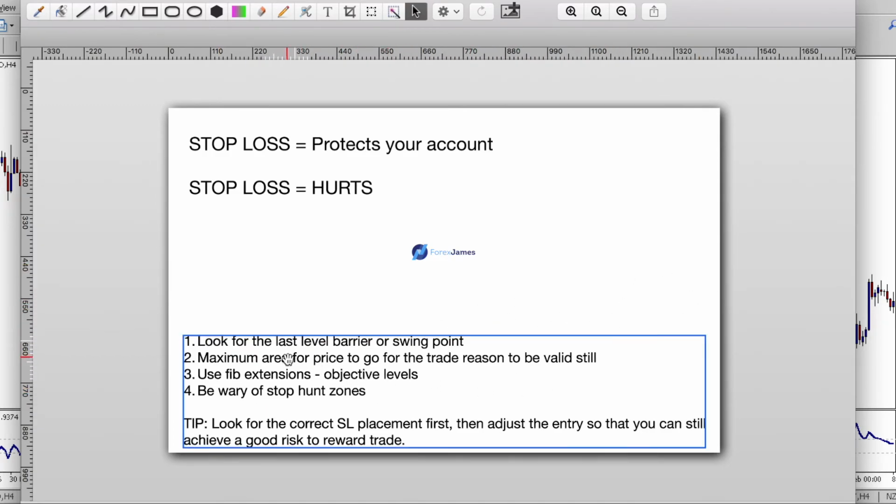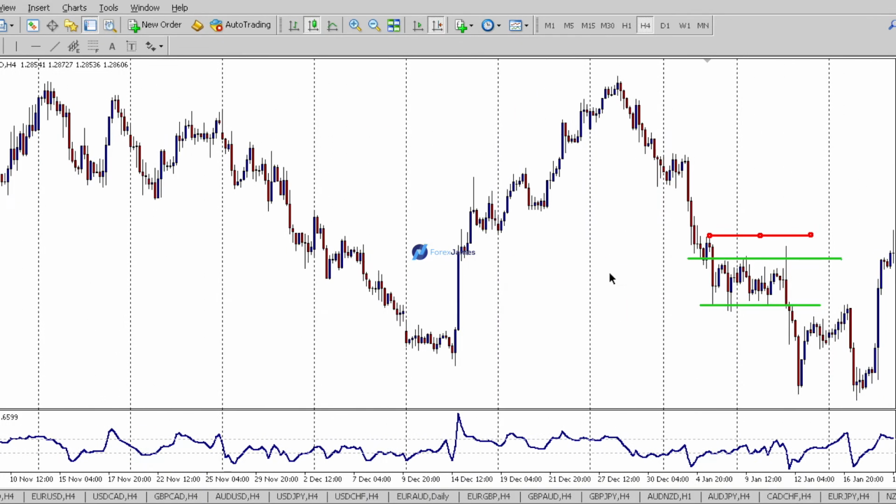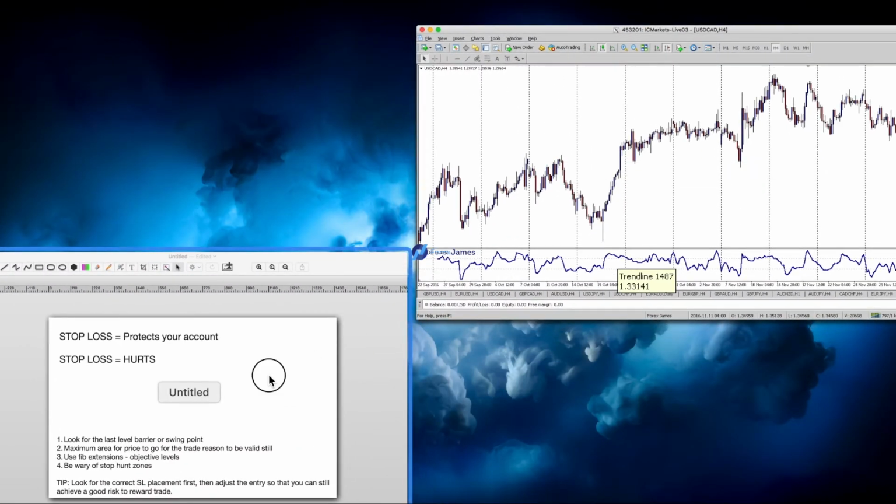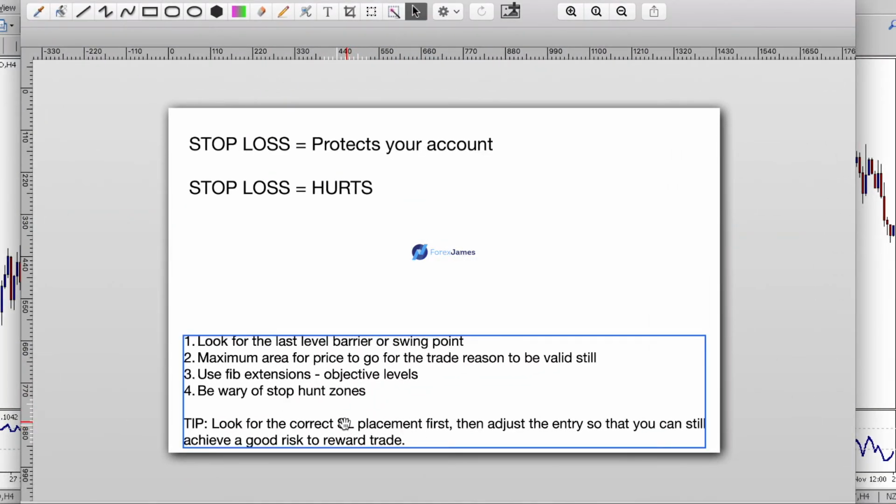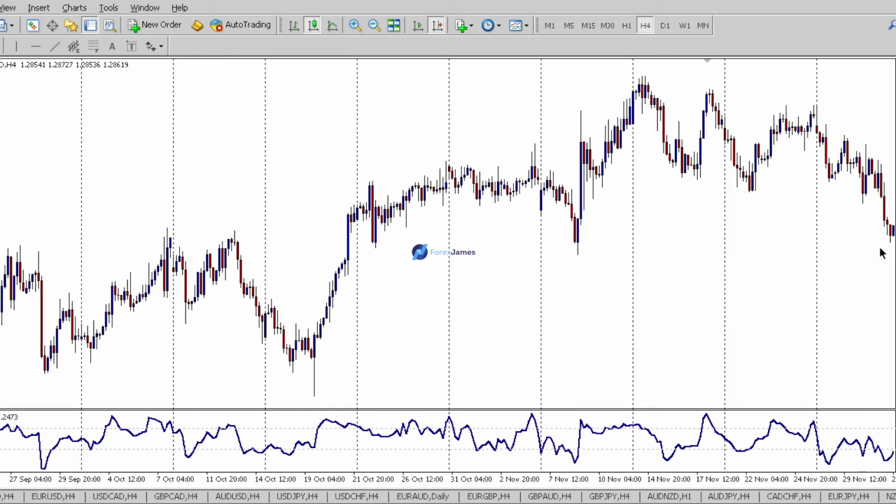Right, so those are the 4 tips I can give you today, and I'll leave you with one more tip here, which is what I do for all my trades. The first thing I look for is the correct level of stop loss, and then I would adjust the entry so that I could still get a good reward to risk trade. Alright, so remember, look for your stop losses first.